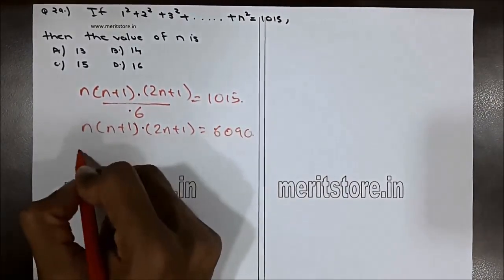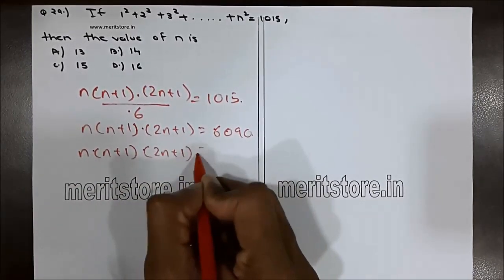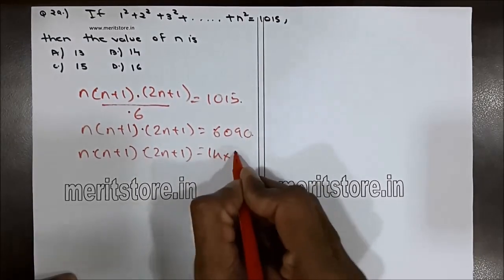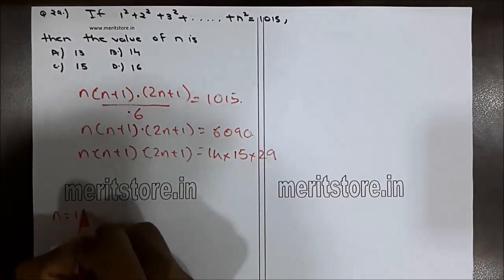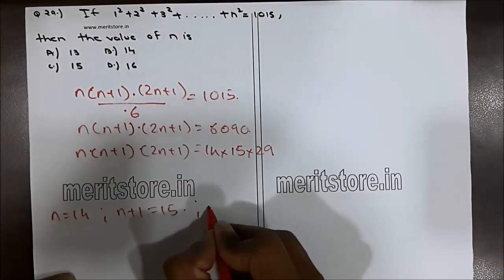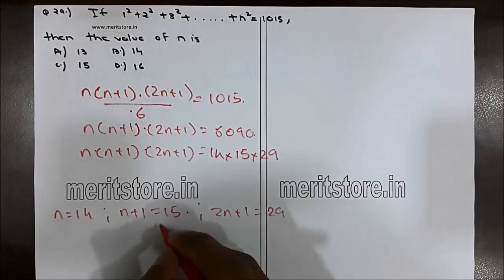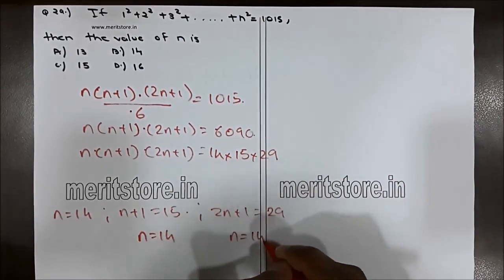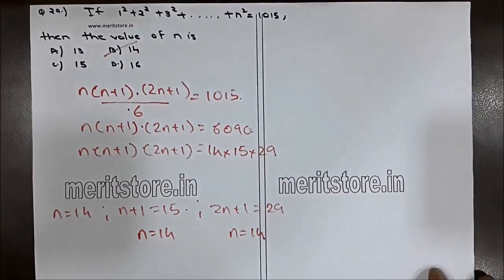We can write n times (n plus 1) times (2n plus 1). We can make a fine adjustment in this, and we can write this as 14 into 15 into 29. So we take n is equal to 14, n plus 1 is equal to 15, and 2n plus 1 is equal to 29. We solve this, we get n is equal to 14. Therefore our option B is the correct answer.